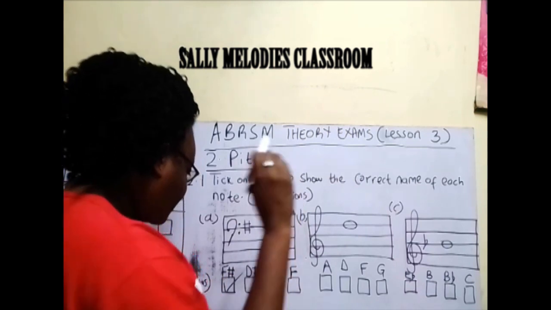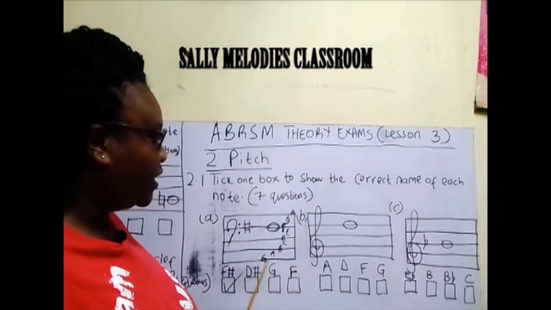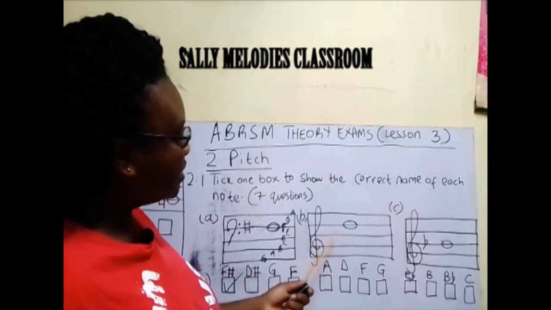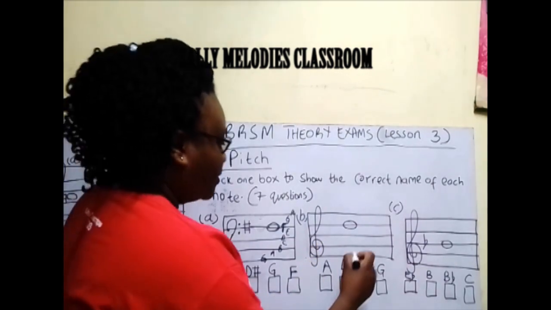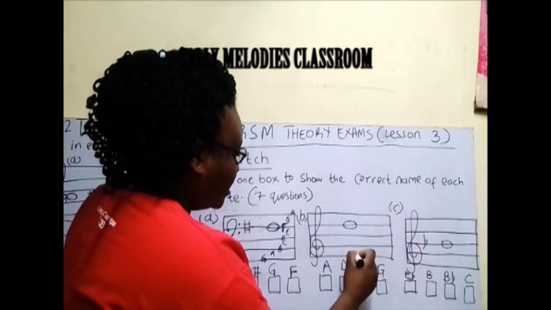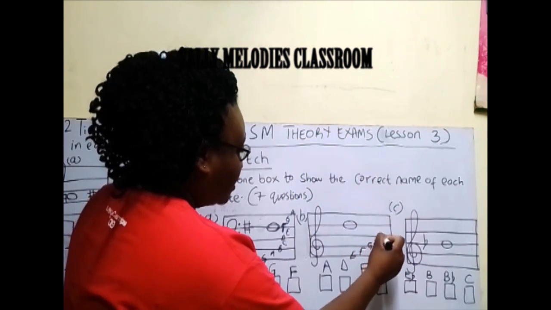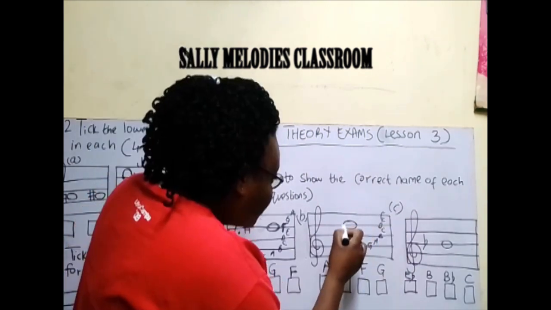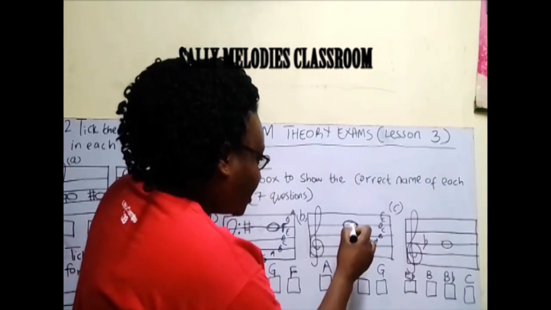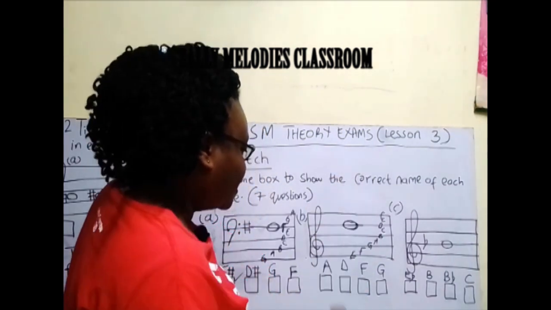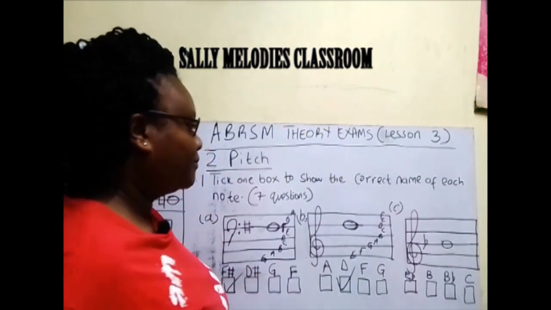And then we go to the next one. On this clef, our first line here is E, then F, G, A, B, C, D, E, F. It has fallen on line D. So this is your answer. Then we go to the other question.